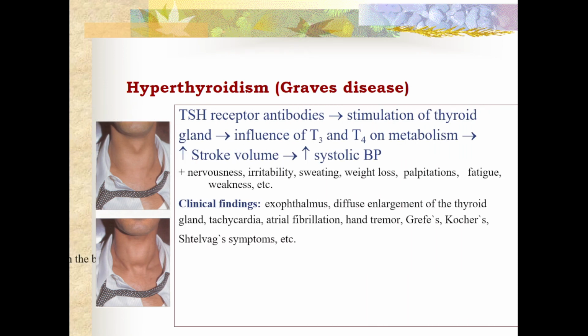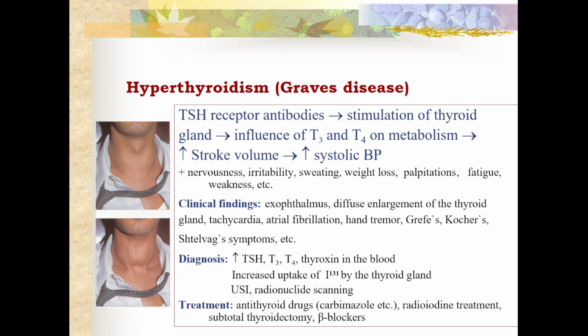Pathology of the thyroid gland. At first, hyperthyroidism, Graves disease, and TSH receptor antibodies can lead to stimulation of the thyroid gland and can lead to influence of T3 and T4 on metabolism and increase stroke volume and increase systolic blood pressure.